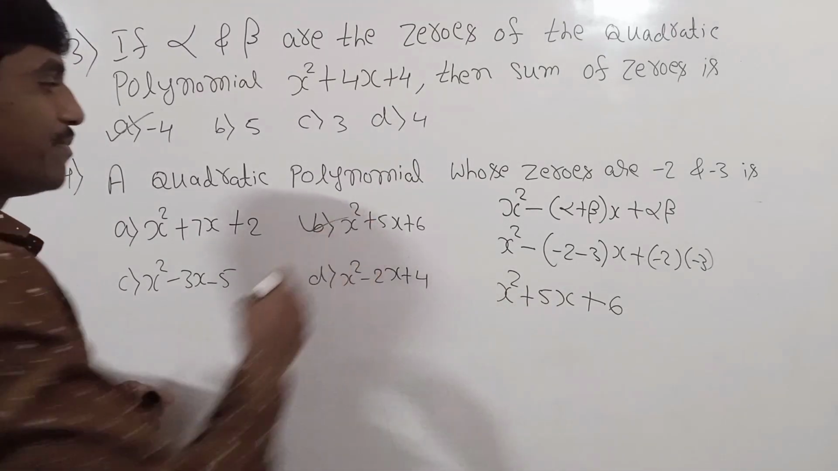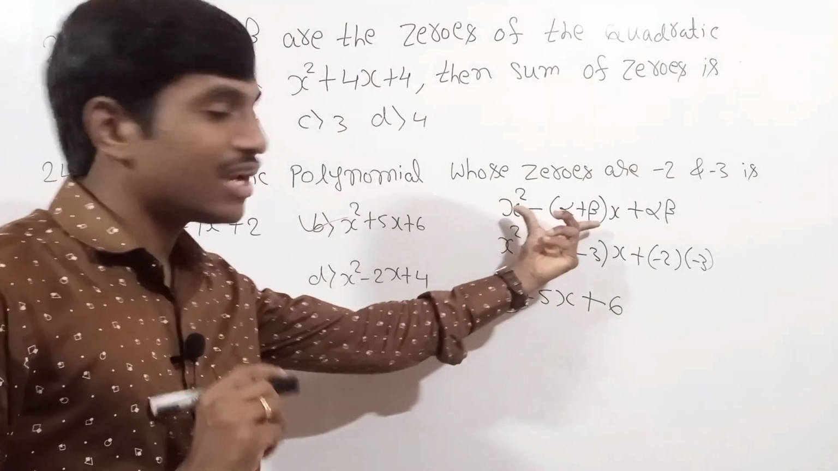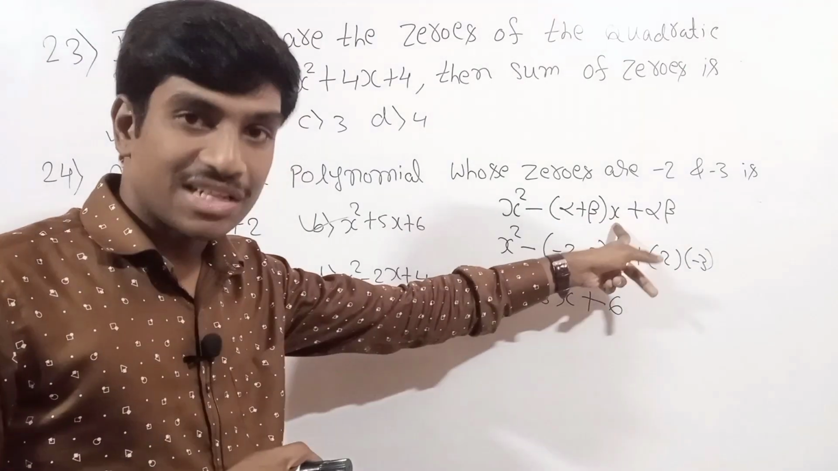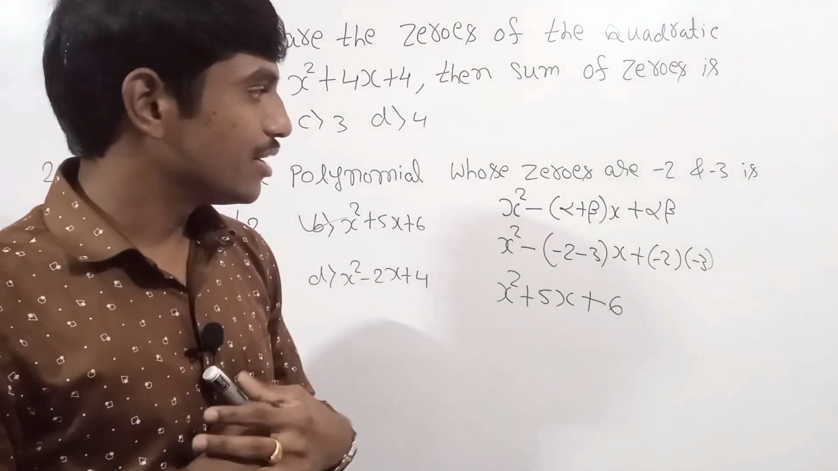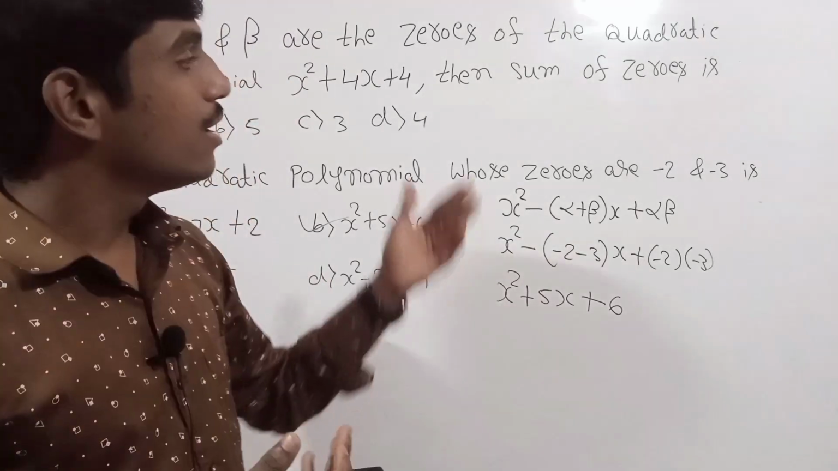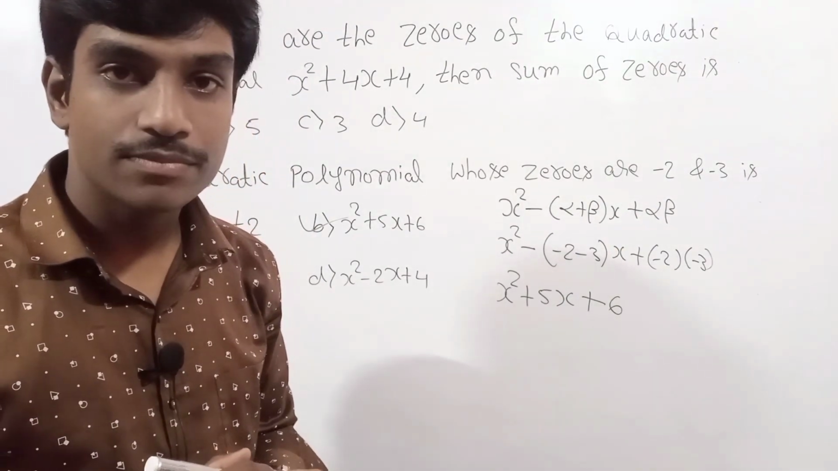So if you see option B, x square plus 5x plus 6, that means this is the formula. You can remember this: x square minus sum of the roots into x, that is alpha plus beta into x, plus alpha beta. So you can easily substitute in the given formula and get the quadratic polynomial. In this way, by knowing the zeros, we can find the quadratic polynomial.